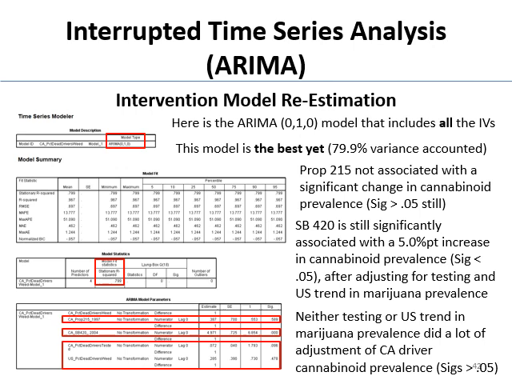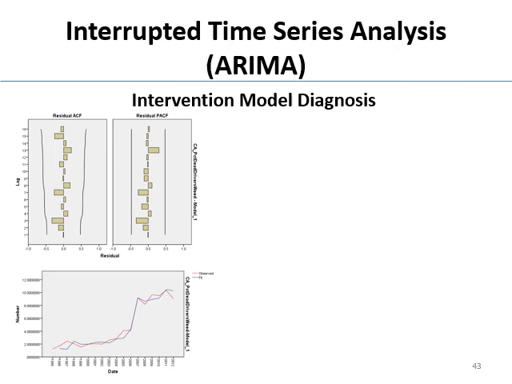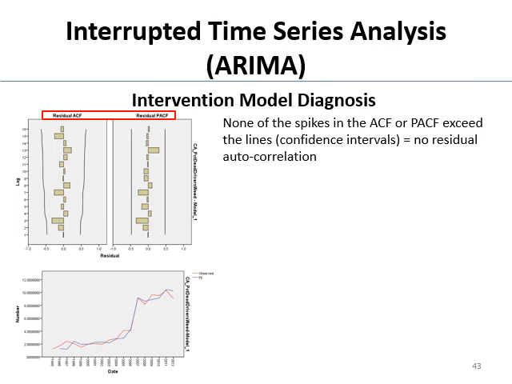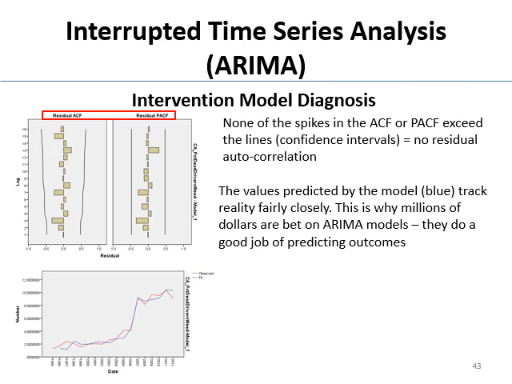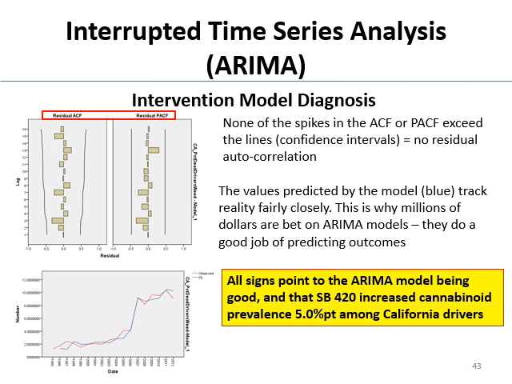So how about the spikes in the fit? What do you see? Do any of these spikes in the ACF or PACF go beyond the confidence intervals? Nope. All of them are clear. None of them go beyond the confidence intervals. We've managed to remove that variability by adding those covariates to the model. The values predicted by the model, that is the blue down here, track even closer to the real values. They're still somewhat shifted, but gosh, that's awfully close. Better than a straight line would do, right? These models, again, are used to make millions of dollars on the stock market because they fit things so closely. So all signs point to this being a pretty good model, in that SB 420 increased cannabinoid prevalence about 5 percentage points among California drivers.